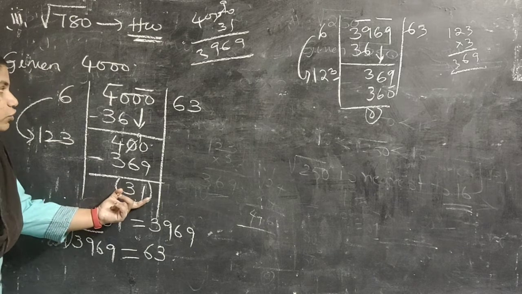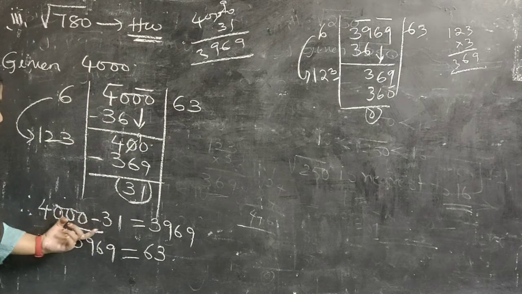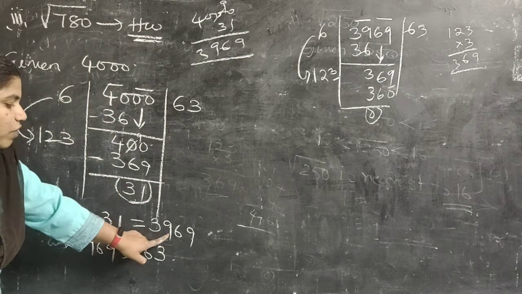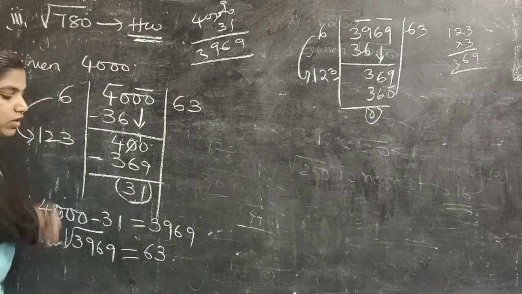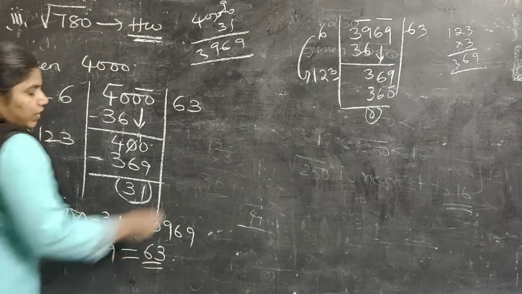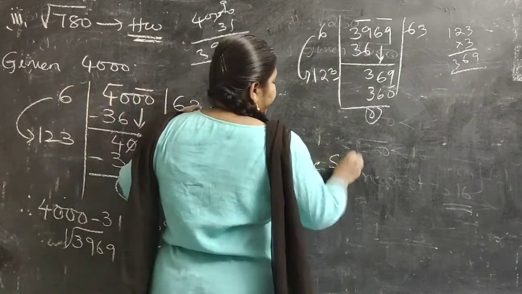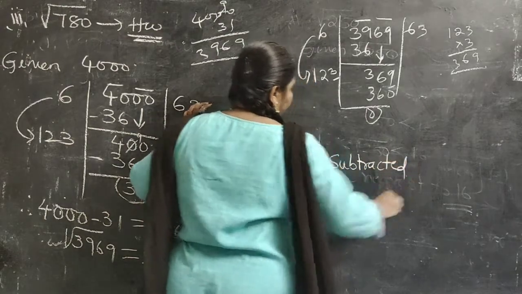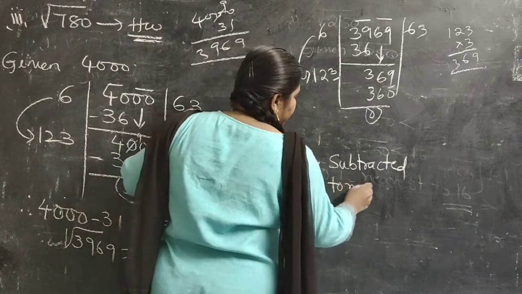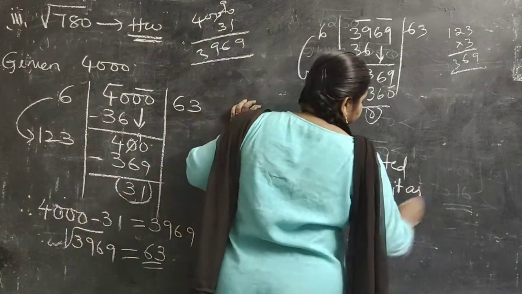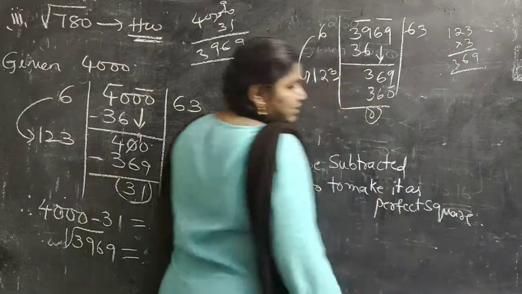So from 4000 to make it a perfect square, which number are you subtracting? You are subtracting 31 to make it a perfect square.